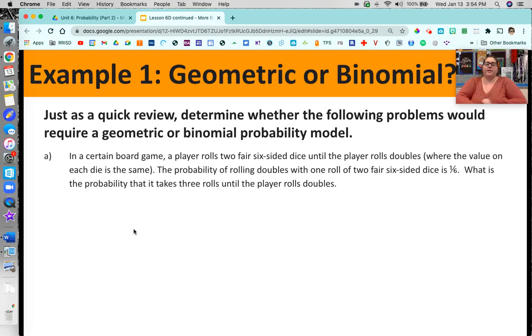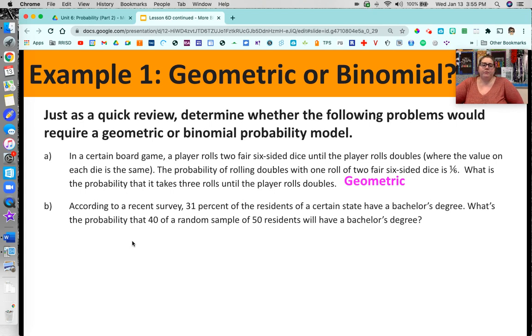So we are measuring the probability that it takes a certain number of rolls until we get one success, which in this case, success is defined as rolling doubles. So this would be an example of a geometric model. We're rolling until we get doubles and then we're stopping.